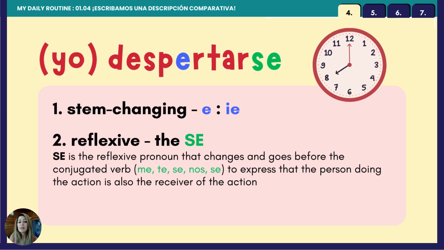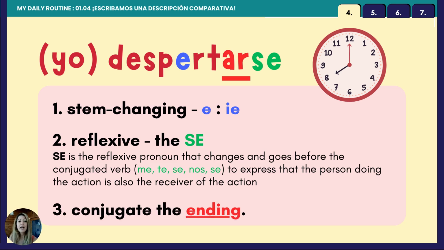And this expresses that the person doing the action is also the receiver of the action. So you wake yourself up. Finally, you want to conjugate that ending. And in this case, the AR-ER-IR ending is going to conjugate like normal. Despertarse is an AR verb, so consider that as you conjugate.